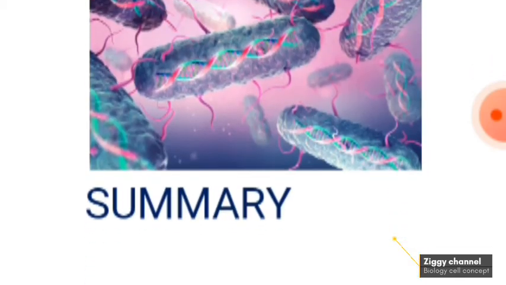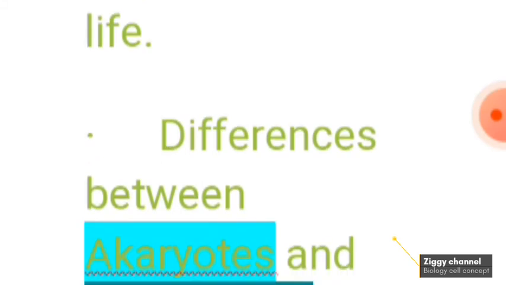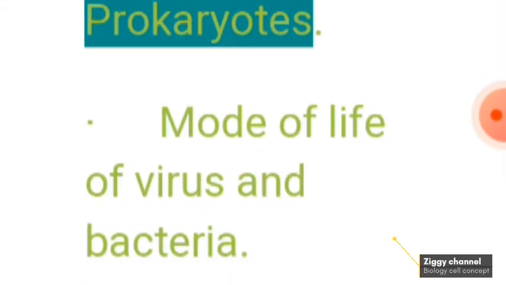Summary. In this lesson we learned about the cell as the basic unit of life, differences between eukaryotes and prokaryotes, and the mode of life of virus and bacteria.